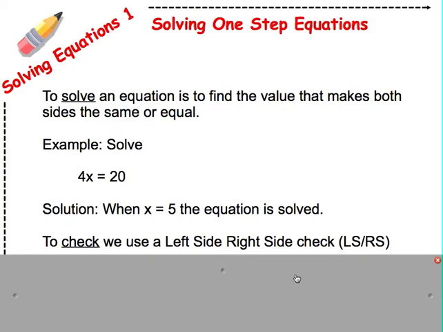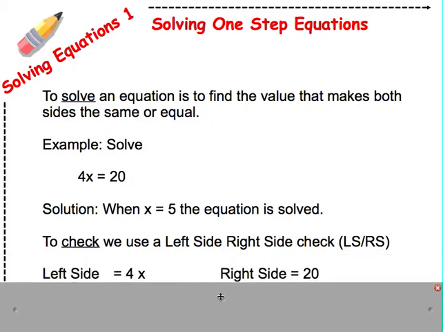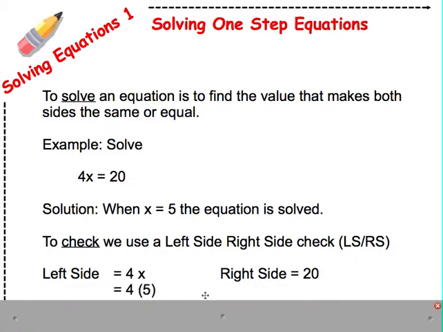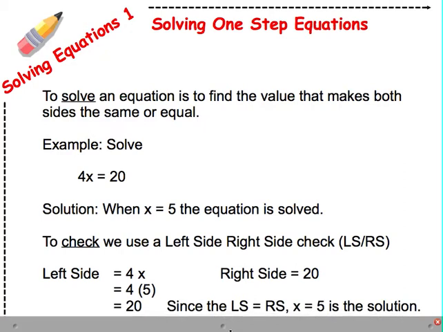To check this, we use a left side, right side check. Sometimes I short form it as left side, right side. The way it works is we write separately the entire left side and separately the entire right side. You can see that 4x comes from the left side and 20 comes from the right side. Next, we substitute the value of our solution in anywhere where there's a variable. So we had x here, our solution was x equals 5, so we plug in a 5. And we carry out the multiplication. 4 times 5 is 20. So since the left side equals the right side, x equals 5 is the solution.